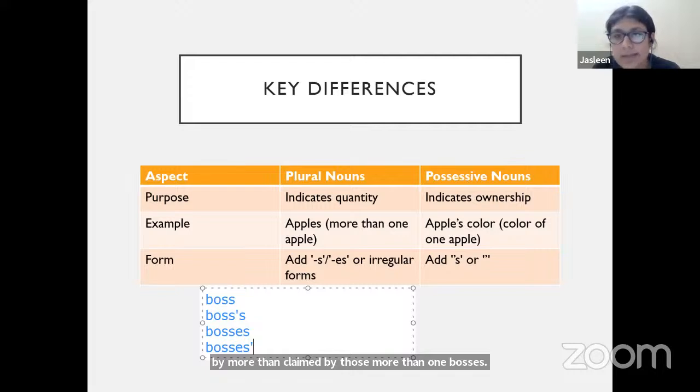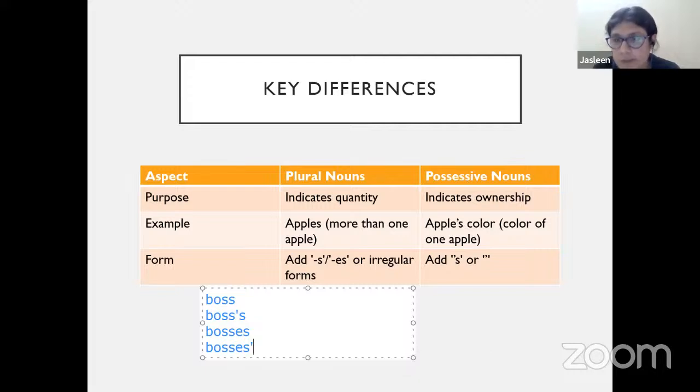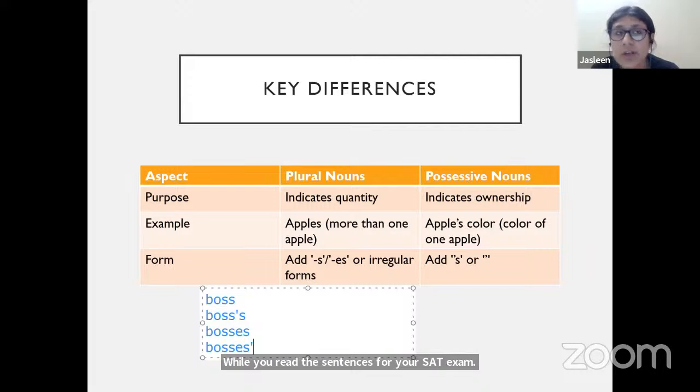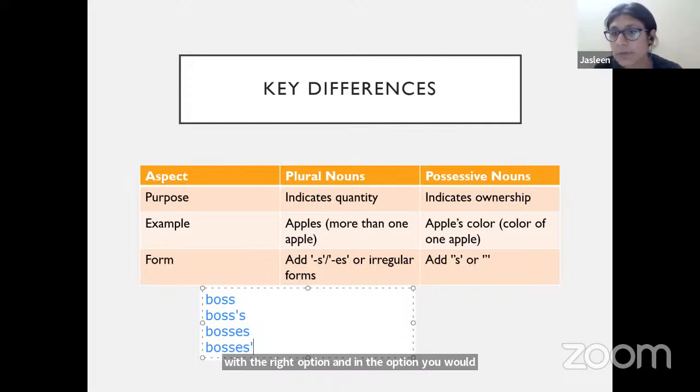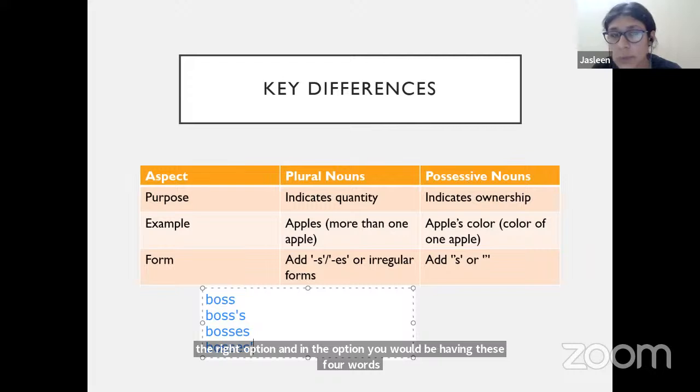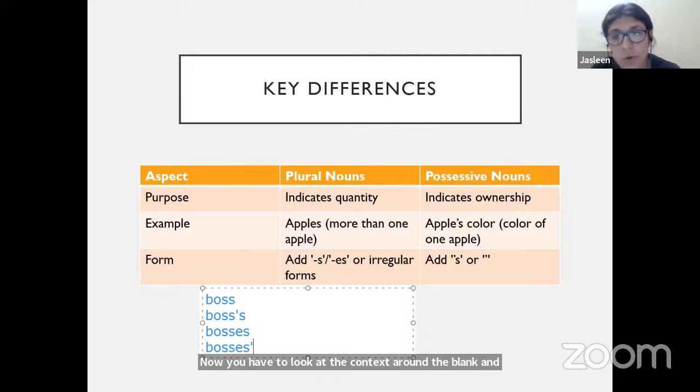So now if you see the second, third, and fourth ones, the pronunciation for all three is the same: boss's, bosses, and bosses'. Okay, so this is the challenge for you. While you read the sentences for your SAT exam, you have to figure out which would be right. This is actually a kind of question itself. You might be given any such question where you have to fill in the blank with the right option, and in the options you would have these four words. Now you have to look at the context around the blank and think which word would fit there.